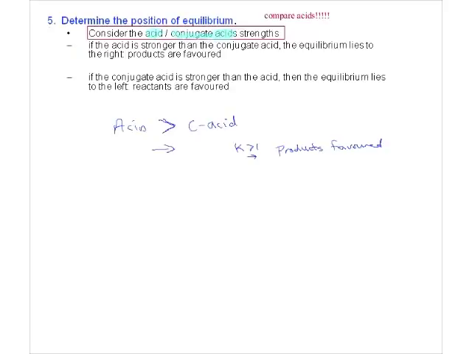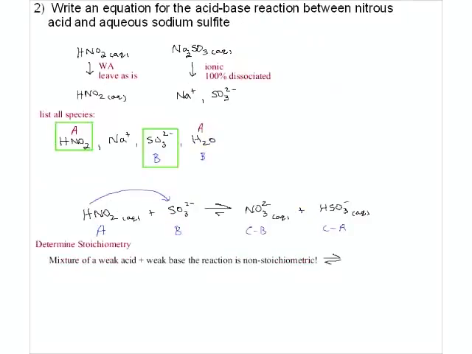So if the acid is greater than the conjugate acid, look at the arrow, then the equilibrium is going to push that way. K is going to be greater than 1. If the conjugate acid is stronger, higher on the table, then look at the way the arrow points. We're going to be going in that direction. K is less than 1. The reactants are favored. So let's look at our particular example here.